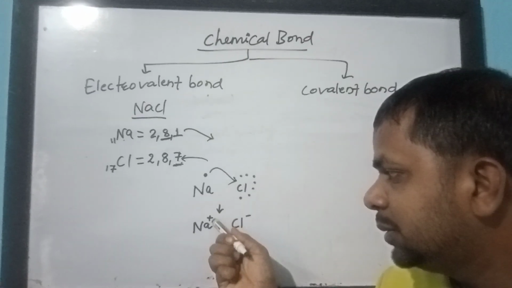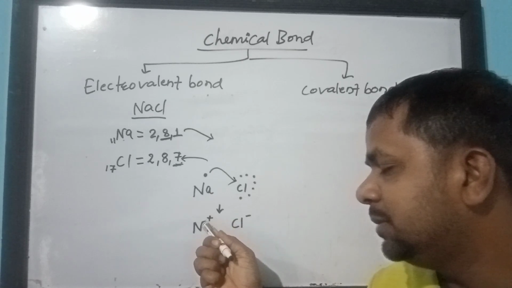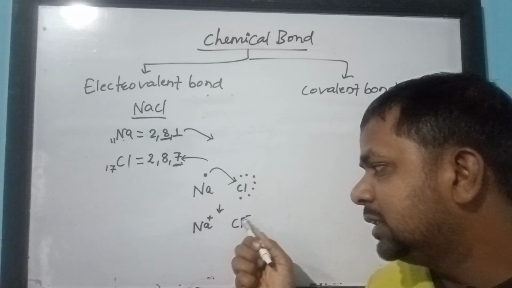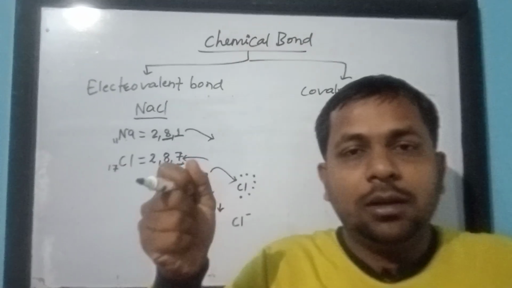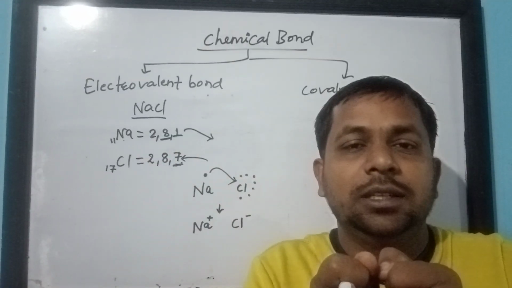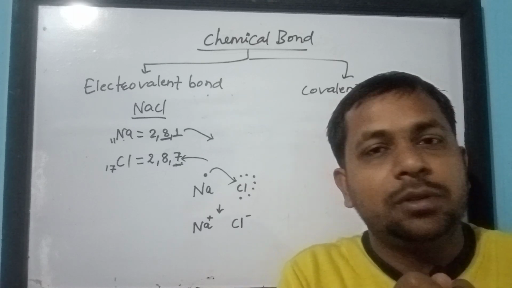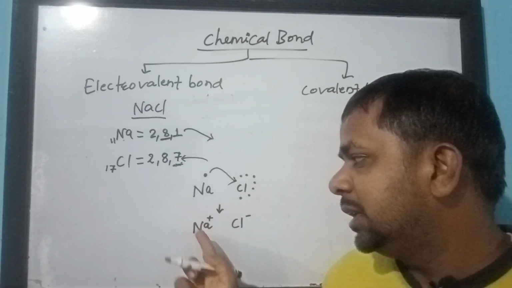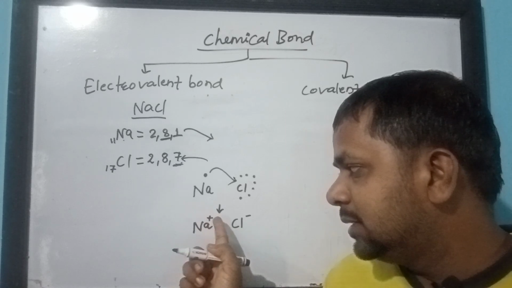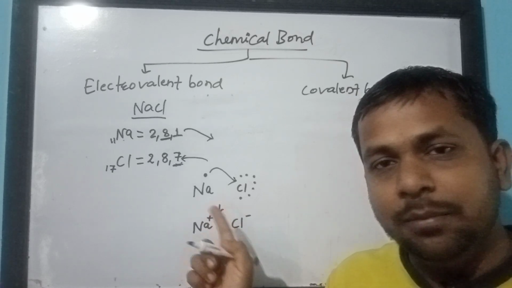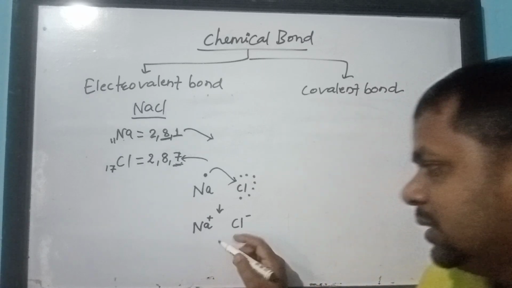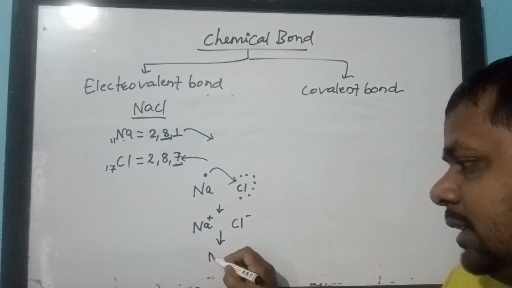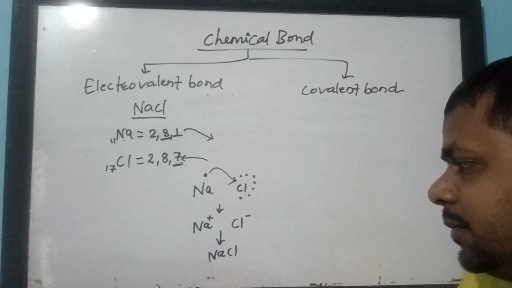And due to the presence of this positive charge and negative charge, these two atoms are compelled to be together. They cannot go away from each other. They both have obtained the octet state, and the charges present on them compel them to be together. In this way, NaCl is formed.